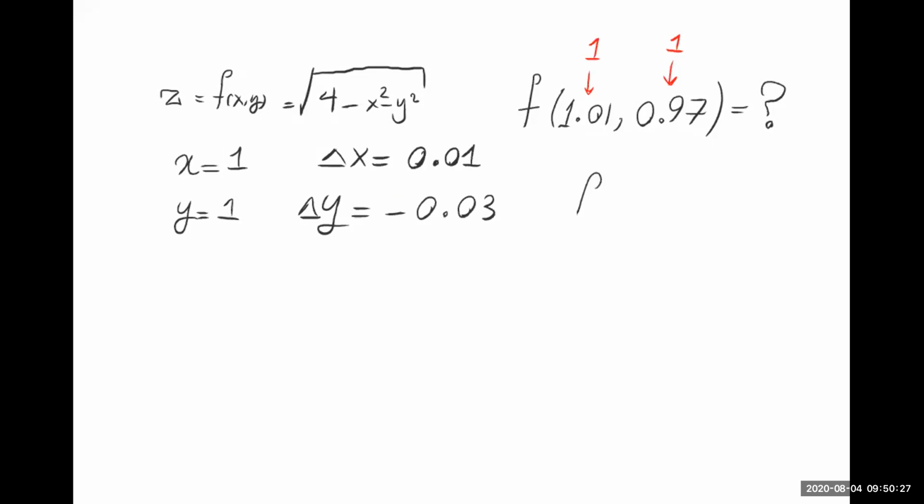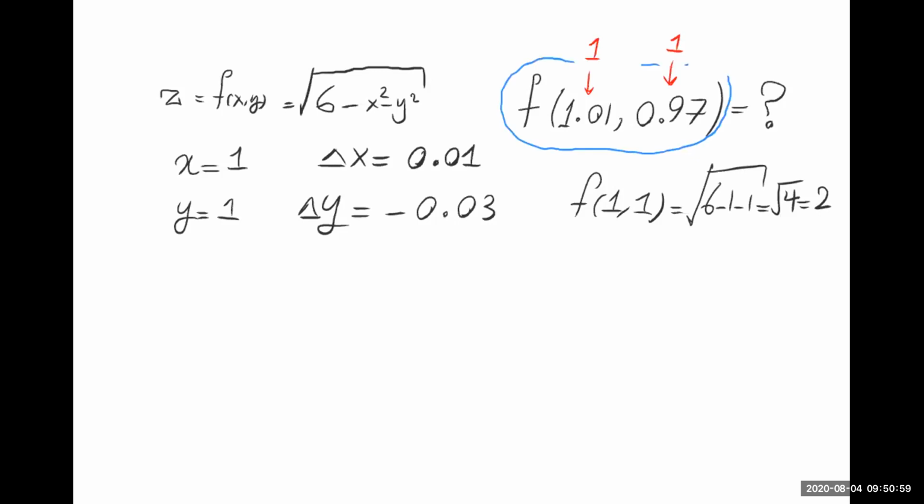Okay, I can compute f of 1 and 1. Is it even a good point? Maybe rather than 4, I should choose 6 here. Okay, I can compute f of 1 and 1. It would be 6 minus 1 minus 1, the square root of 4, which is equal to 2. That's easy. Now I want to be able to approximate this function at this other point, and that might be quite complicated if we don't have this technique of derivative.